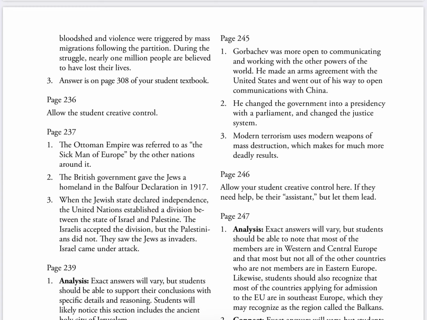So rather than having a dictator or someone who just jumps into power and tells everyone what to do, he changed it into a presidency where someone is voted into power, which is obviously a little bit better because then the people have a little bit more say in what's going on.